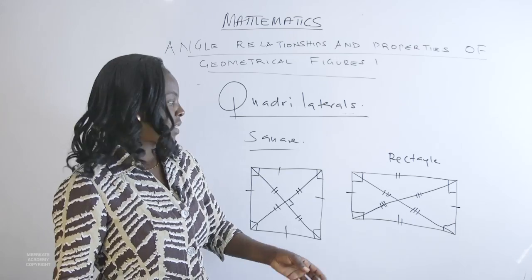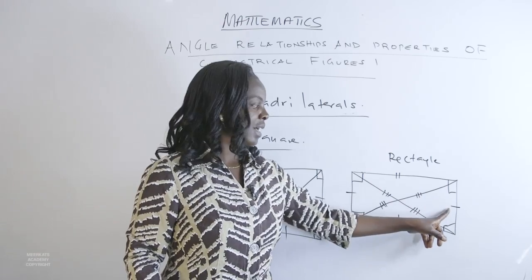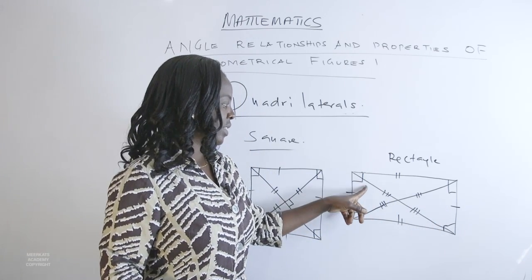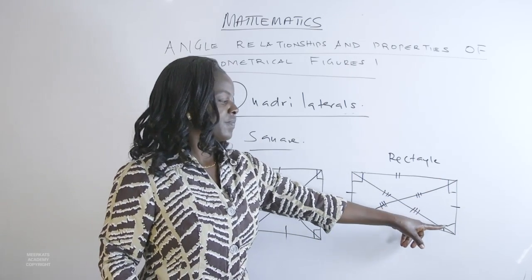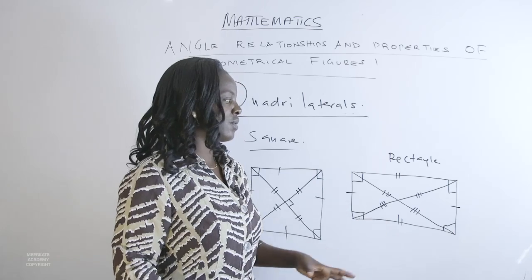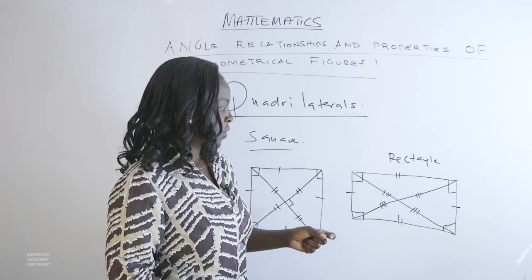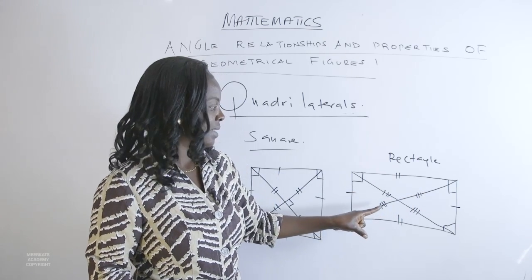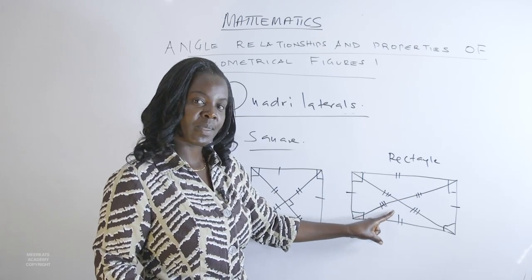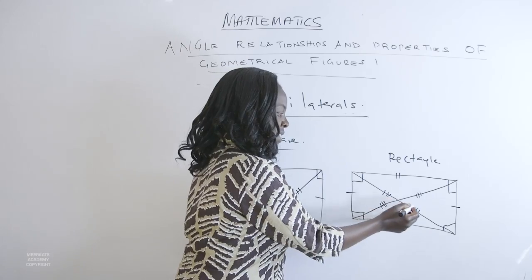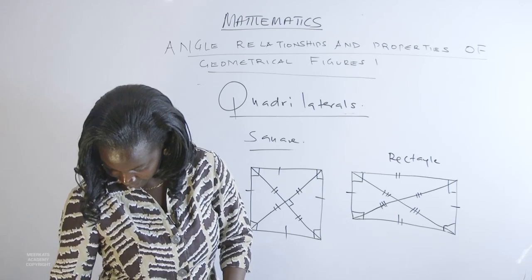For a rectangle, we have two opposite sides equal. This side and this side are equal. This side and this side are also equal. Again, we notice that for a rectangle, the four interior angles are right angles. We also have the diagonals bisecting each other, and the diagonals are equal. When they bisect each other, we have equal lengths, but they don't bisect at 90 degrees.